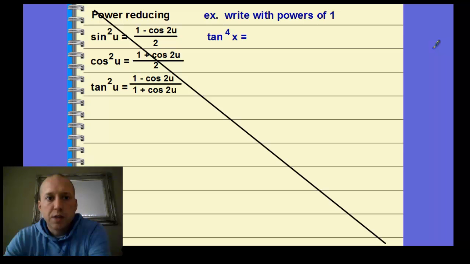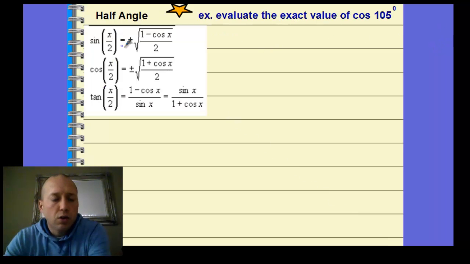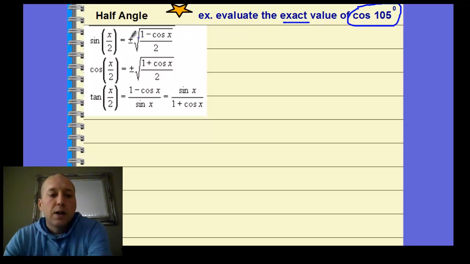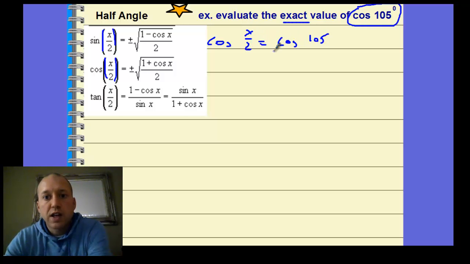So this power reducing, I'm going to skip that actually. Half angle. So we're looking at evaluating some angle. So evaluate the exact value of cosine of 105 degrees. And that's not on the unit circle. So we want the exact value, but it's not on the unit circle, so how do you do that? We want the cosine of this angle to be equal to 105. So if we want cosine of x divided by 2 to equal the cosine of 105, what does x need to be? So we can write that as cosine of 210 divided by 2, because that's equal to 105.